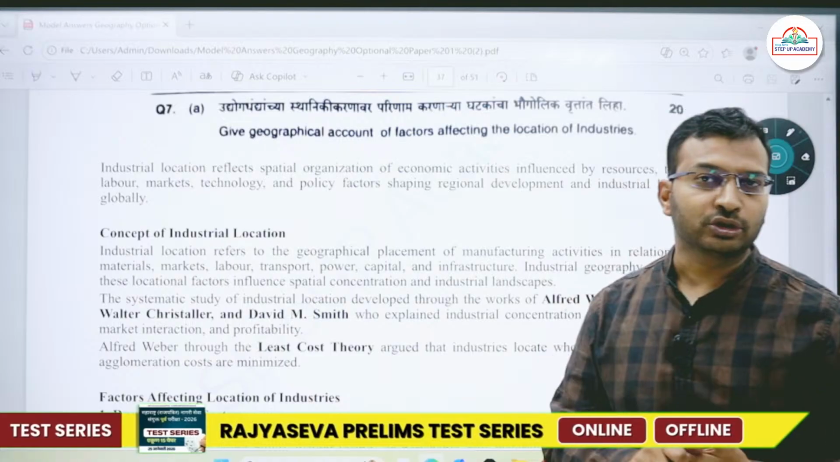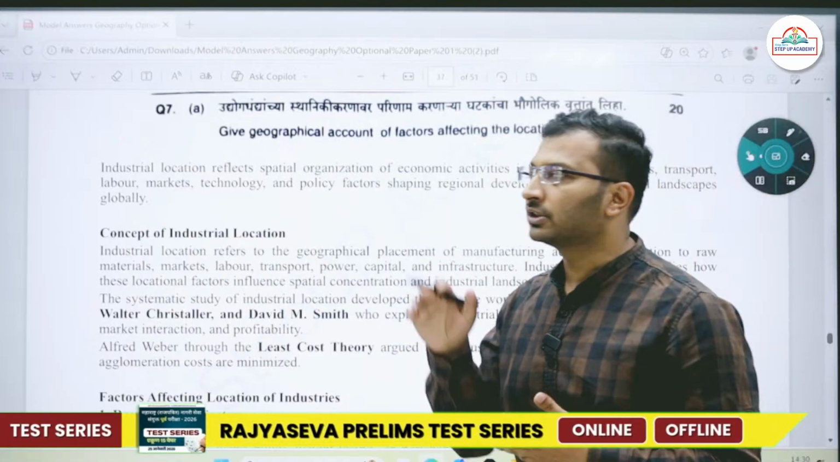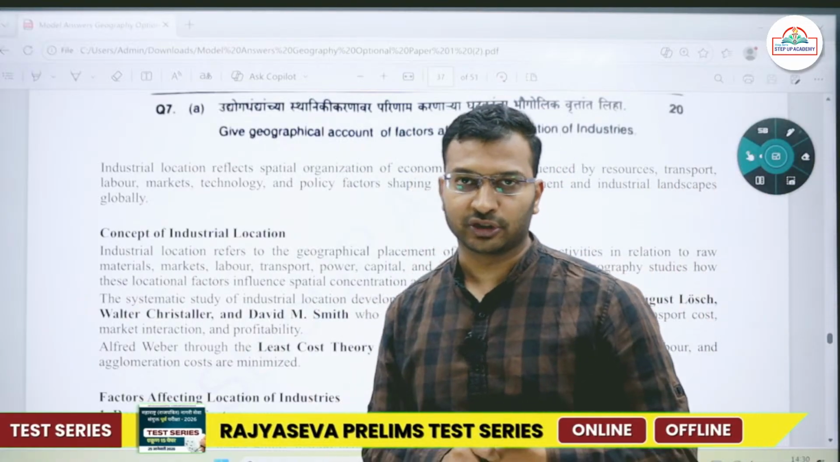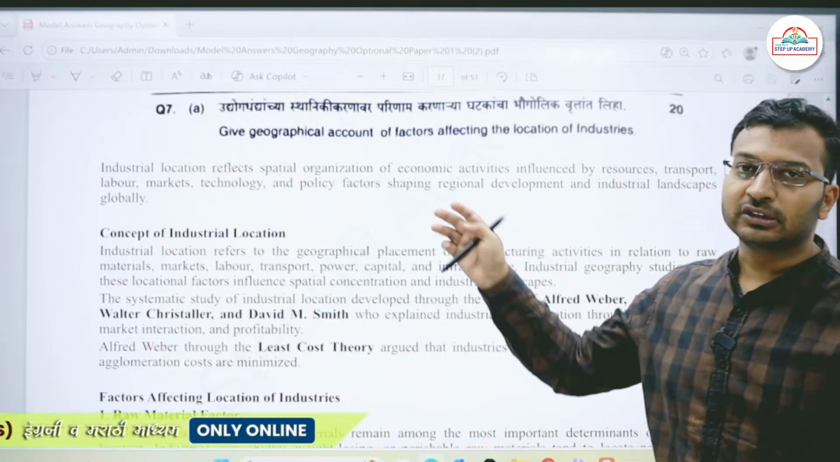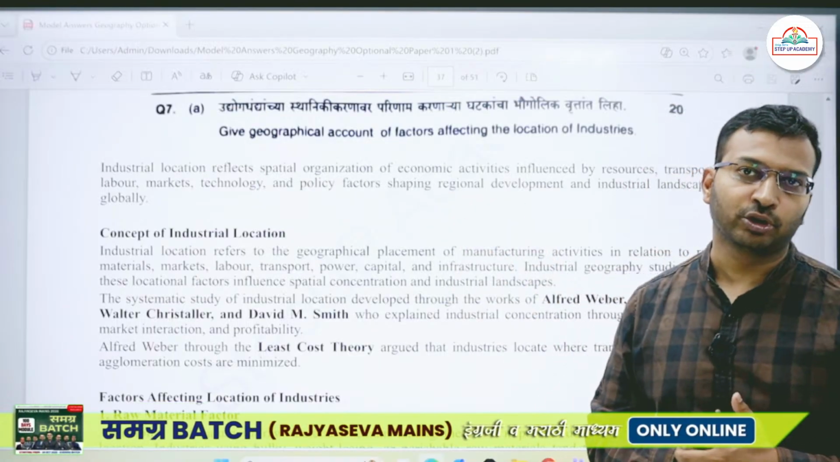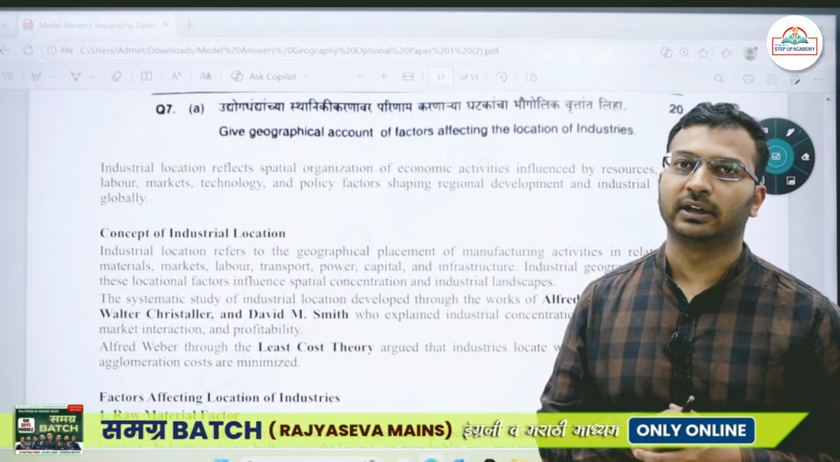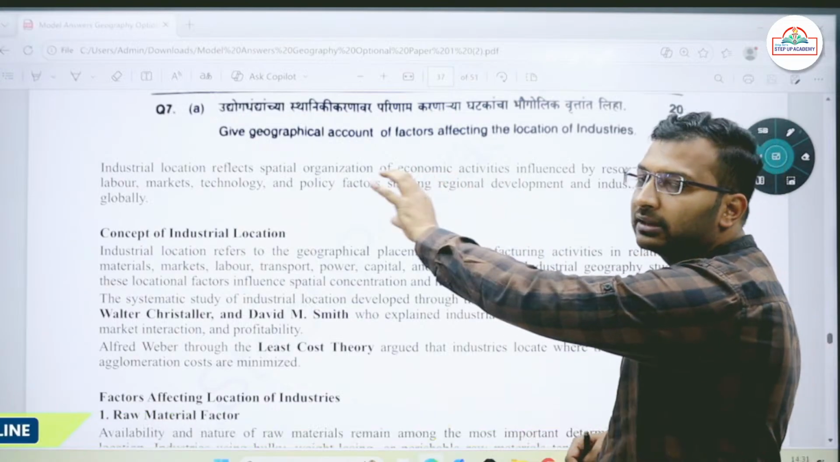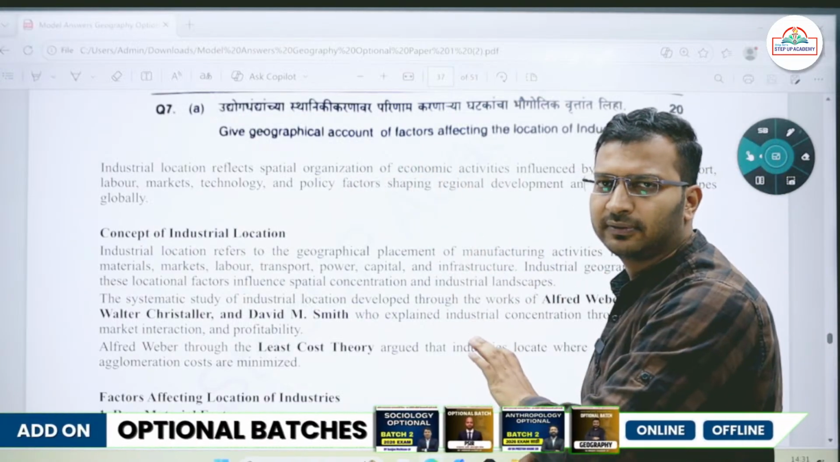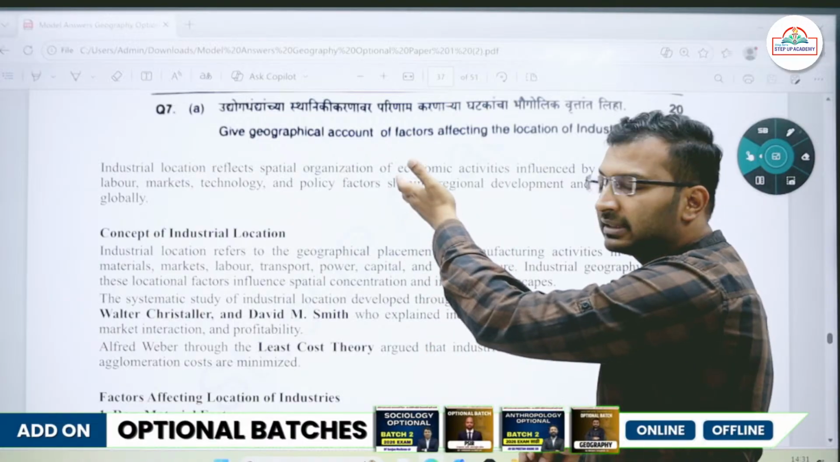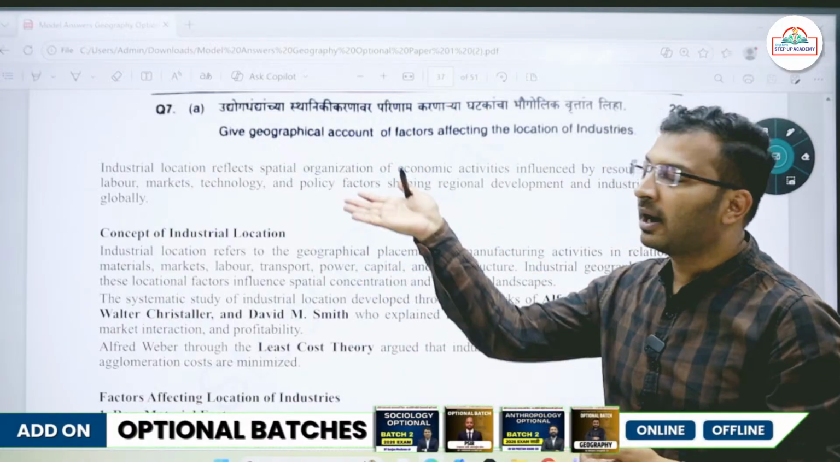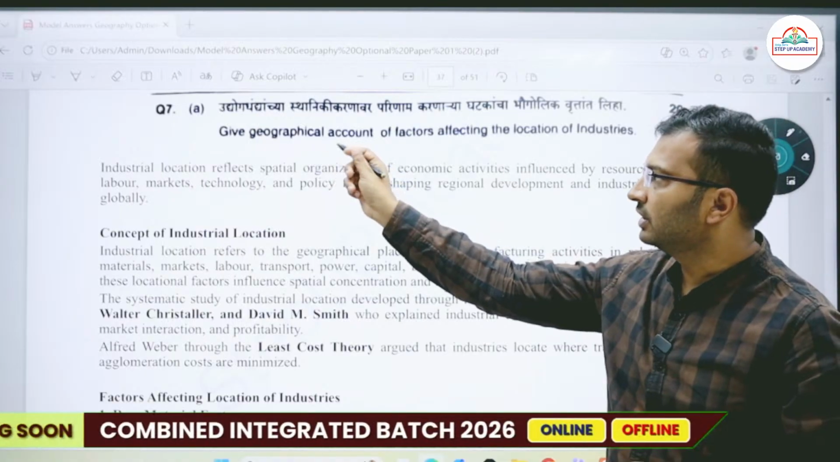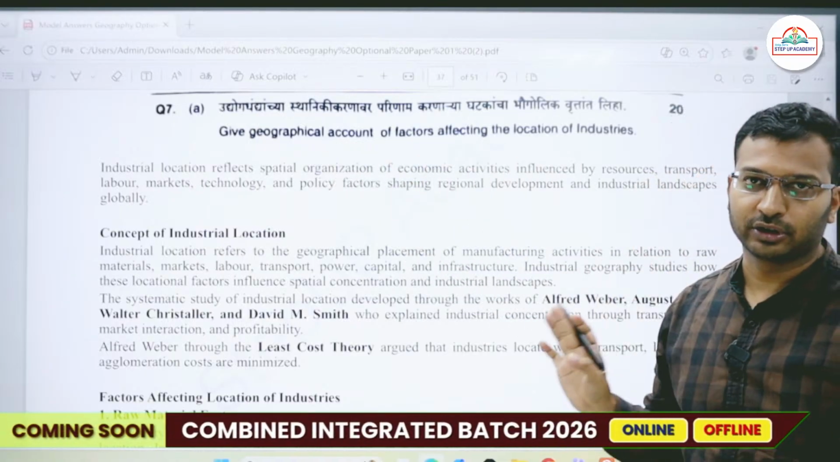Then technology is yet another factor because of which we find a change in the location of industries. Then policy factors also play an important role in shaping the location of industry. So you can simply summarize all these factors in the introduction itself. ठीक है, वही की वही लिख दो, so that the examiner or evaluator gets to know कि हाँ भाई, he or she is aware about the factors affecting the location of industries.